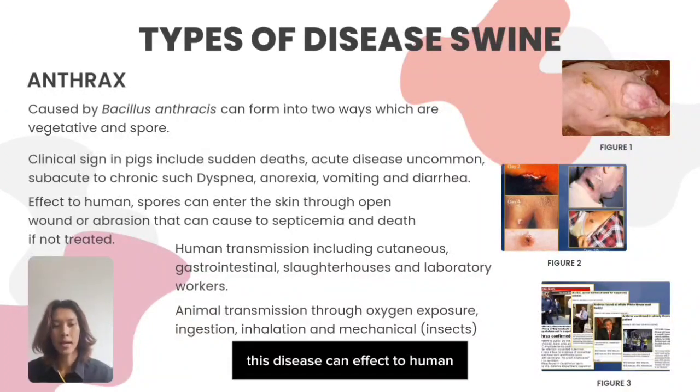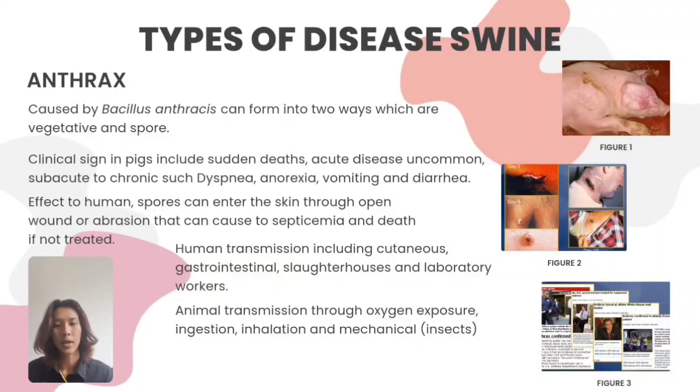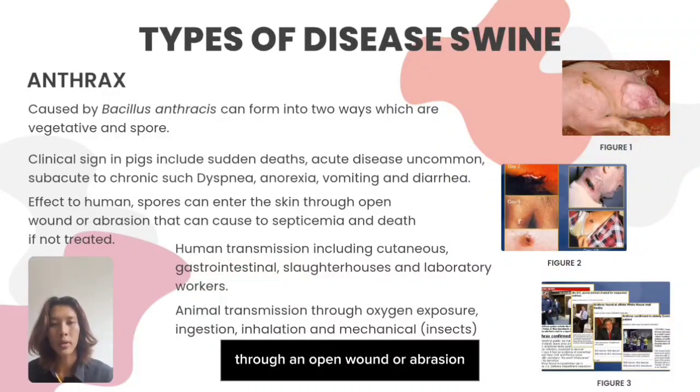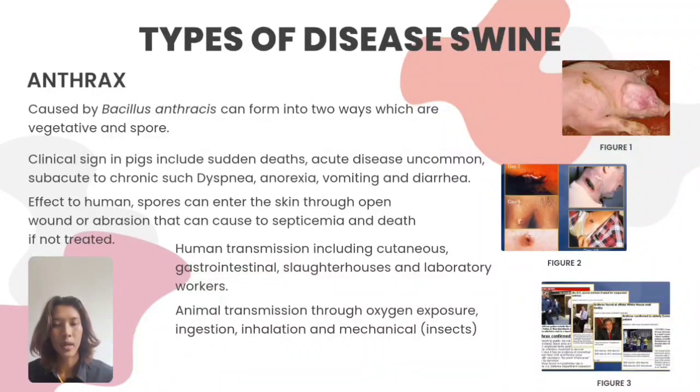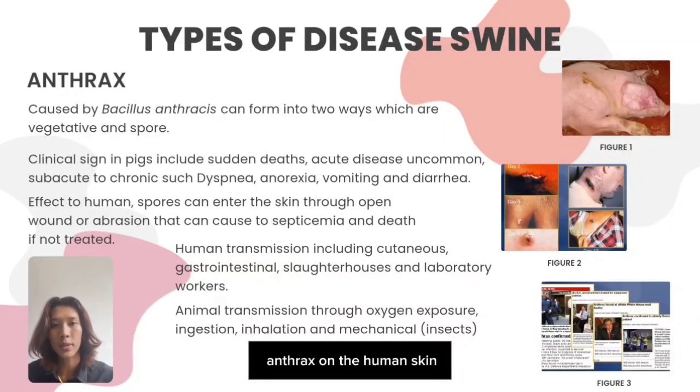This disease can affect humans because spores formed by the bacteria can enter the skin through an open wound or abrasion. Figure 2 shows the development of cutaneous anthrax on human skin.